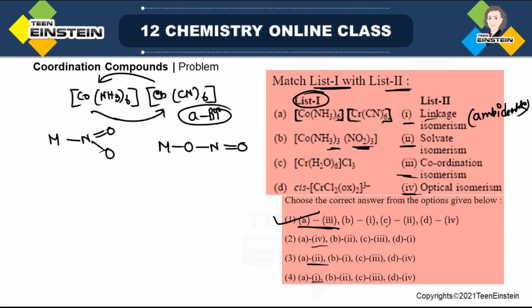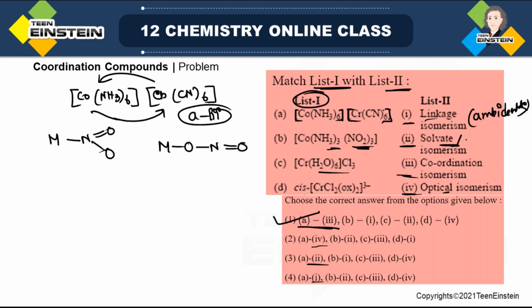Then C, CrH2O6Cl3. So only two options are left: solvate isomerism and optical isomerism. Now optical isomerism is not possible here because chromium is attached to 6 similar ligands, so it is a highly symmetrical molecule. So you will find a symmetry element very easily. It cannot show optical isomerism. So it must be solvate isomerism.